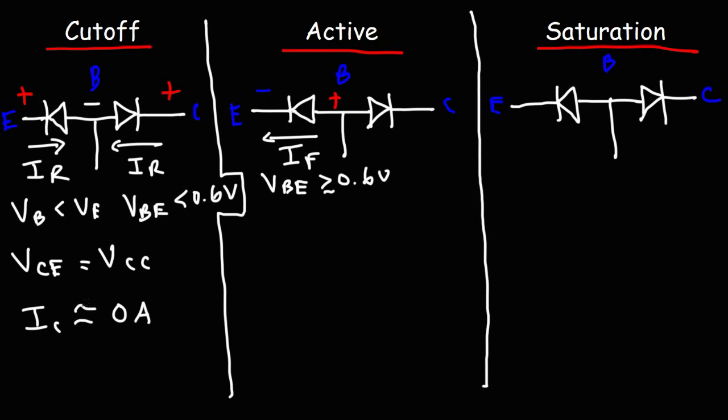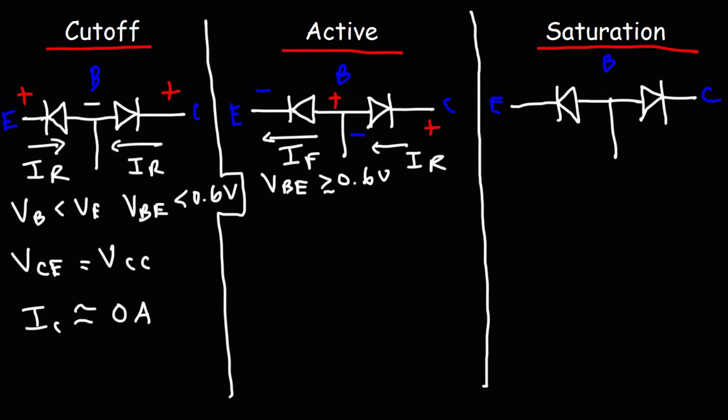Now the collector still has a higher potential with respect to the base. So the collector base region is still in reverse bias mode. In forward bias mode, the current is in the direction of the diode arrow. In reverse bias mode, you can see that the current is in the opposite direction of the arrow of the diode.